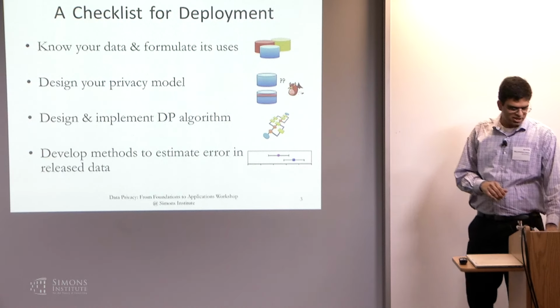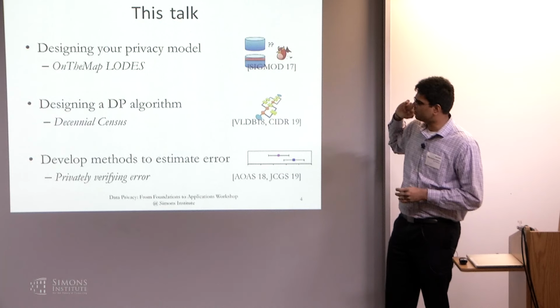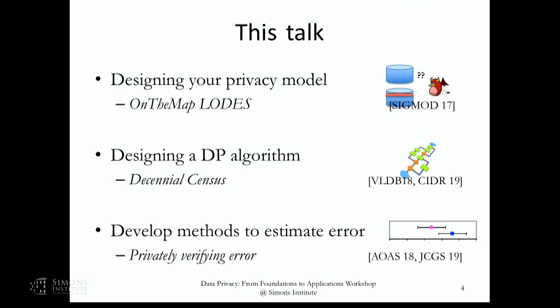And so in today's talk, I'm just going to talk a little bit about these three aspects: designing your privacy model, and I'll mention some work I did with the US Census Bureau. Some of you may have heard about it already. Then I'll talk a little bit about designing a differentially private algorithm, and some of the technical questions that are still open in the space. And finally I'll talk a little bit about developing methods to estimate error, and in particular about privately verifying error in mechanisms.